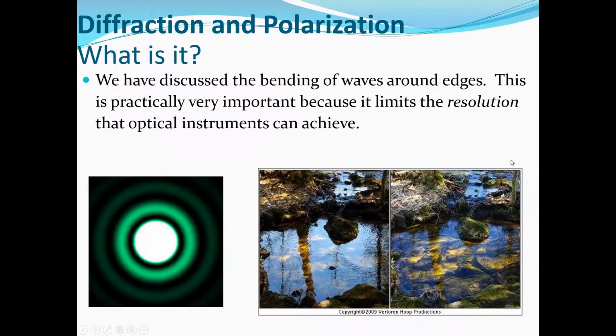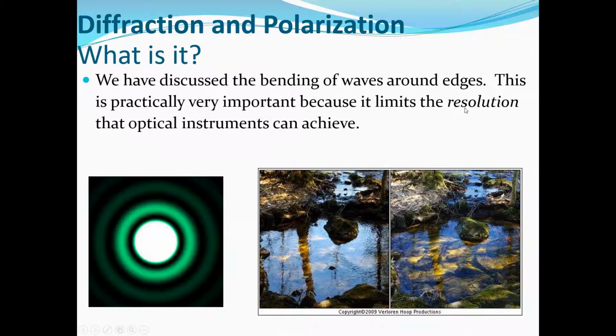So first, we've talked about how when a wave encounters a boundary, it will end up bending around it and spreading beyond it. Now, what this ends up telling us is that there's a limit to the resolution that optical instruments can actually achieve. Things like telescopes and microscopes and stuff like that. There is a limit before they won't be able to resolve things.